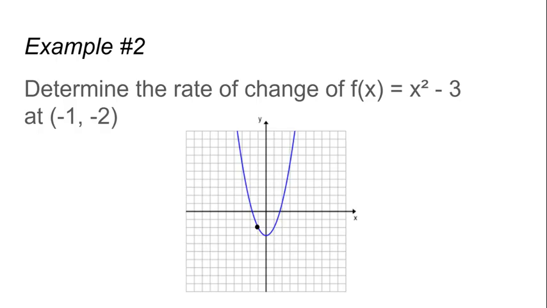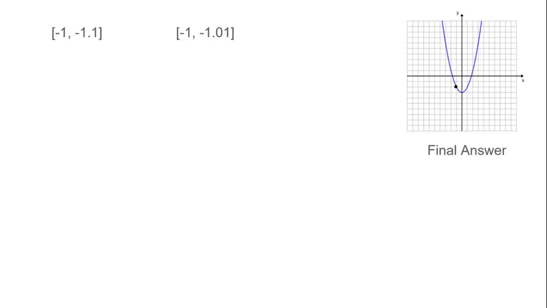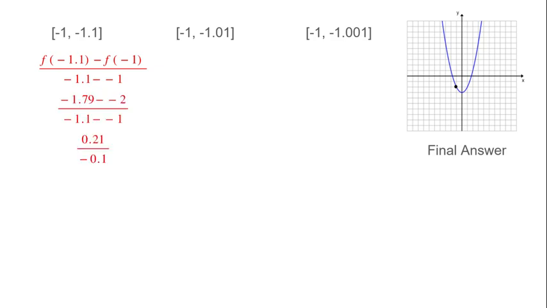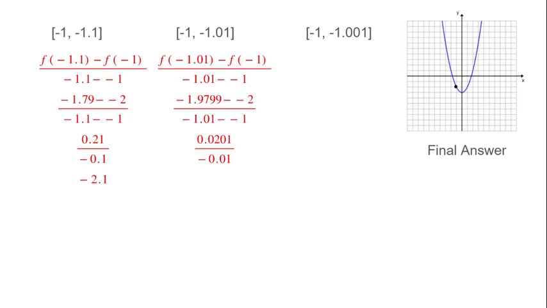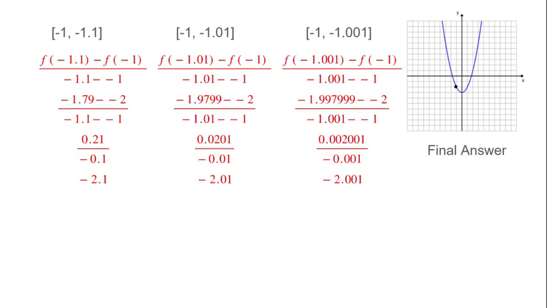Example 2, let's determine the rate of change of this point instead. So we're going to start a little bit away at -1.1, move a little bit closer to -1.01, and move a little bit closer to -1.001. And I see that my slope is going to be -2.1, -2.01, -2.001, so I'm getting closer and closer to -2. Therefore, the rate of change at this point is -2.